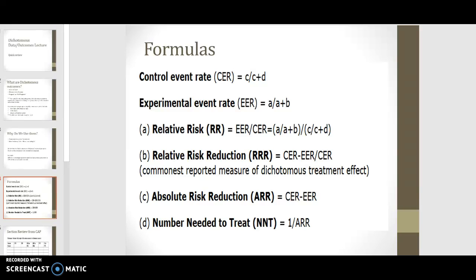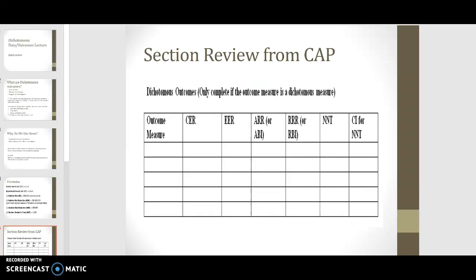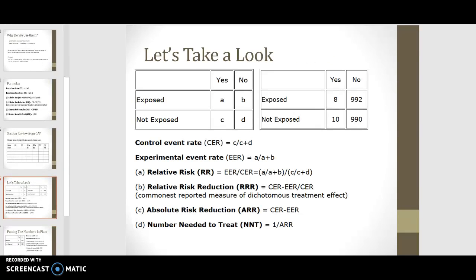Number needed to treat, we are going to come back to, because I want to go over how to calculate the effect measures. So you've seen this section from our CAP review. This is what we're going to be referring to. We have an outcome measure, which we could consider mortality, and then we're going to look at the control event rate and the experimental event rate, absolute risk reduction, relative risk reduction, and then number needed to treat, and then, of course, a confidence interval, because we always use a confidence interval.